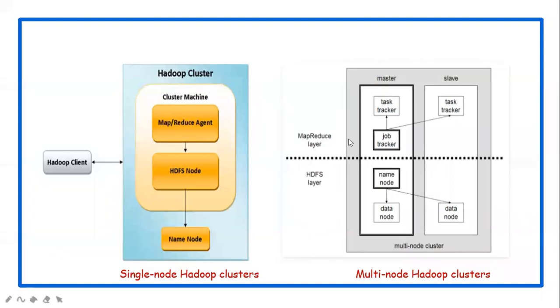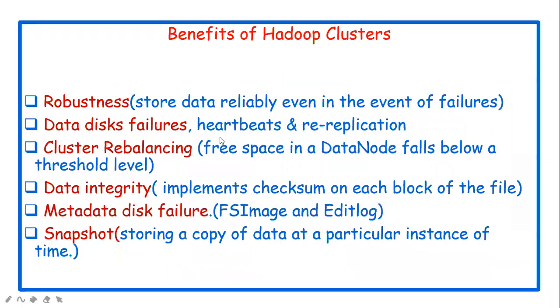Coming to the above layer, that is called the map reduce layer. In this layer, we have only the job tracker and task tracker. The job tracker and task tracker are programs to access the name node and data node. So this is called a multi-node cluster. This is called a single node cluster.